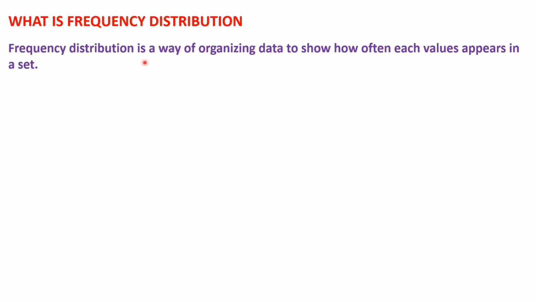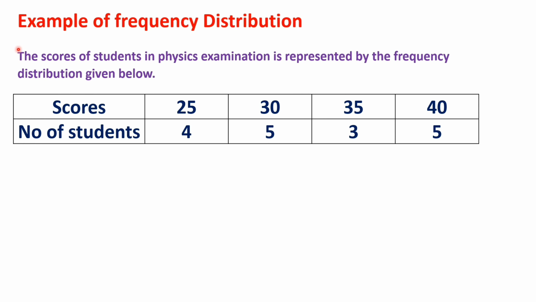Frequency distribution is a way of organizing data to show how often each value appears in a set. This implies that frequency distribution shows the number of times each element in our data set appears. Are you getting it? A typical example of frequency distribution is given below.